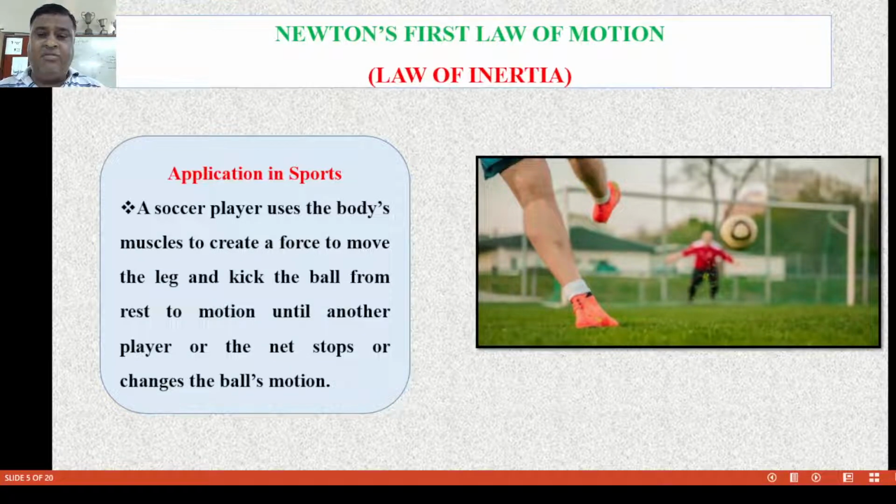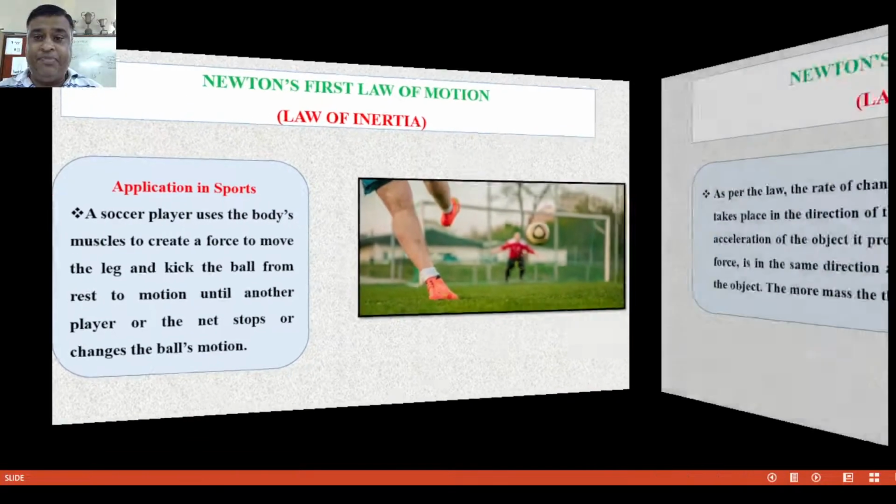A second application in sports is soccer. The muscles of the body create the force when players kick the ball from rest into motion, until another player or the net stops it, or changes the ball's motion or direction.